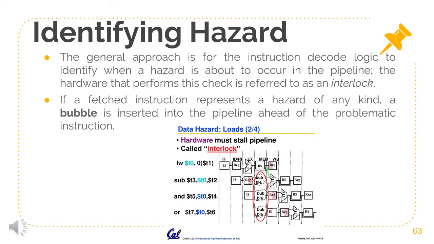The general approach is for the instruction decode logic to identify when a hazard is about to occur in the pipeline. The hardware that performs this check is referred to as an interlock. If a fetched instruction represents a hazard of any kind, a bubble is inserted into the pipeline ahead of the problematic instruction. This generates a delay that allows earlier instructions to finish what they're doing before they conflict with instructions coming up the pipe.